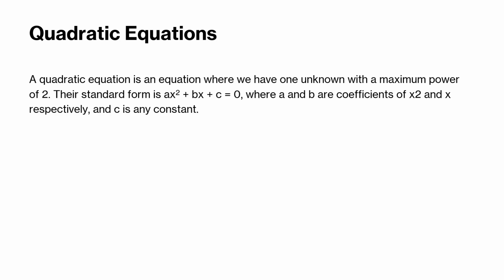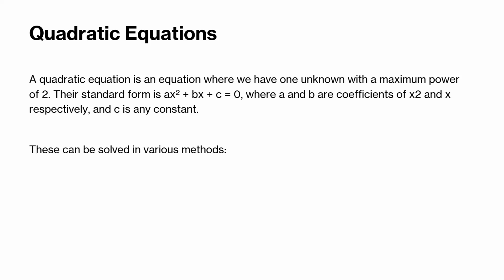Let's talk about quadratic equations. A quadratic equation is an equation where we have one unknown with a maximum power of 2. Their standard form is this: ax squared plus bx plus c equals 0, where a and b are coefficients of x squared and x respectively, and c is any constant.